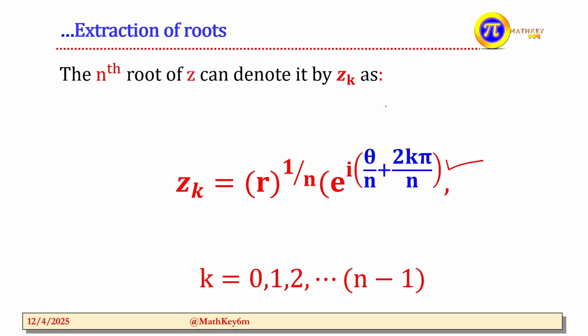That means, if we say square root, n is equal to 2. That means the square root of this z is the power 1 over 2. In that case, you have 2 roots. Similarly, if we say cubic roots, that means n is equal to 3. In that case, we have 3 roots. The same for the fourth root, that means n is equal to 4, the fourth root of your complex number. In that case, you will have 4 roots. And our k runs from 0 to n minus 1.